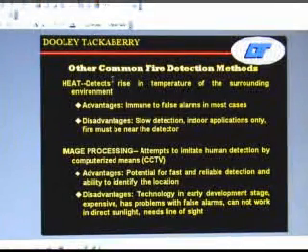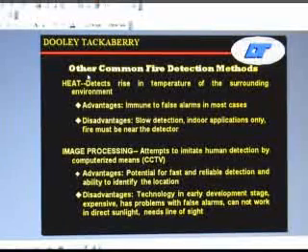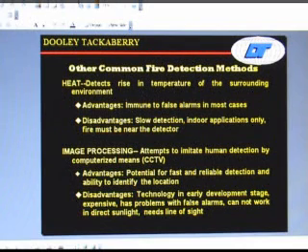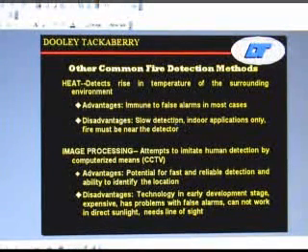Another common fire detection system we use is heat detectors. Heat detectors are normally used in areas that generate a lot of heat. We put those heat detectors there. Advantage: immune to false alarm in most cases. Disadvantage: slow detection, indoor application only, and the fire must be near the detector.